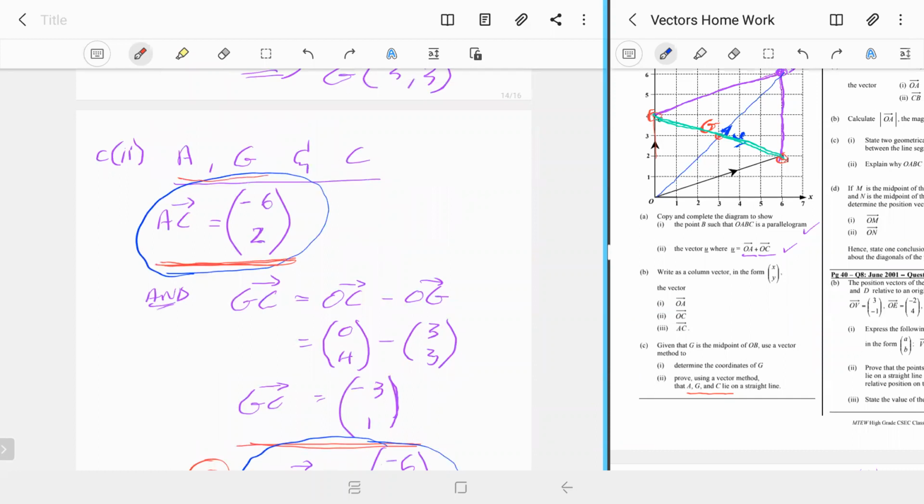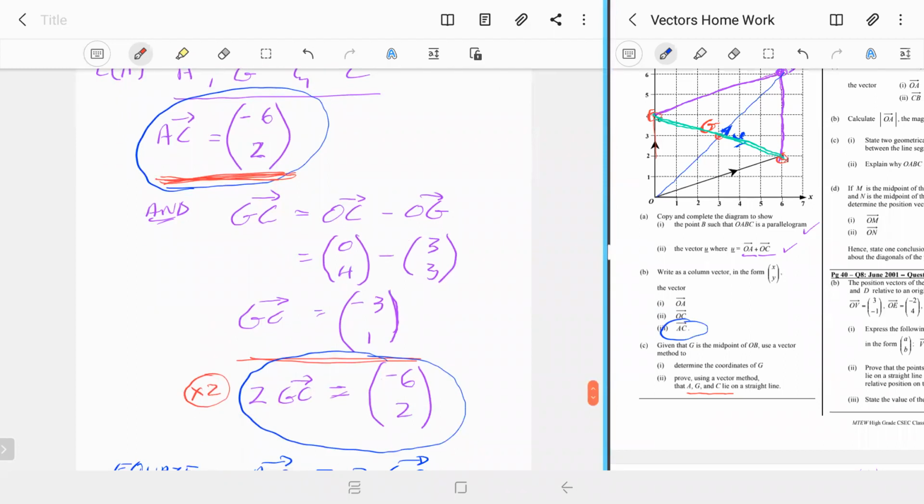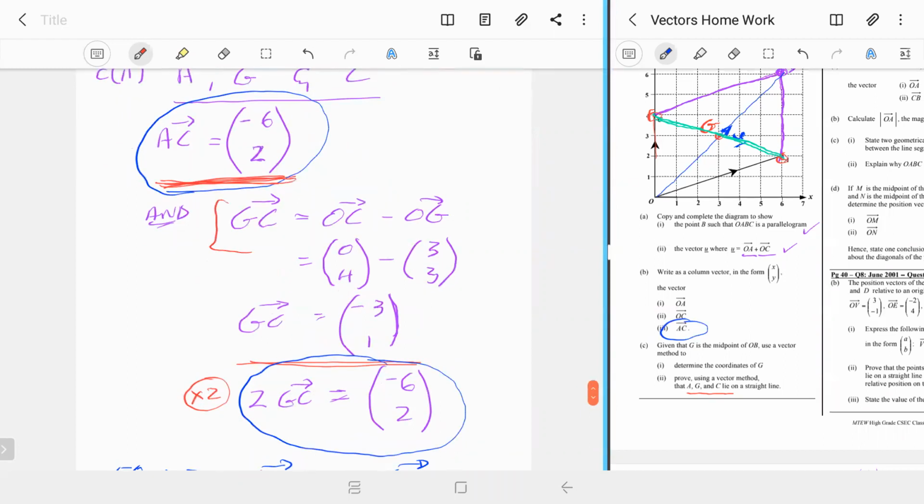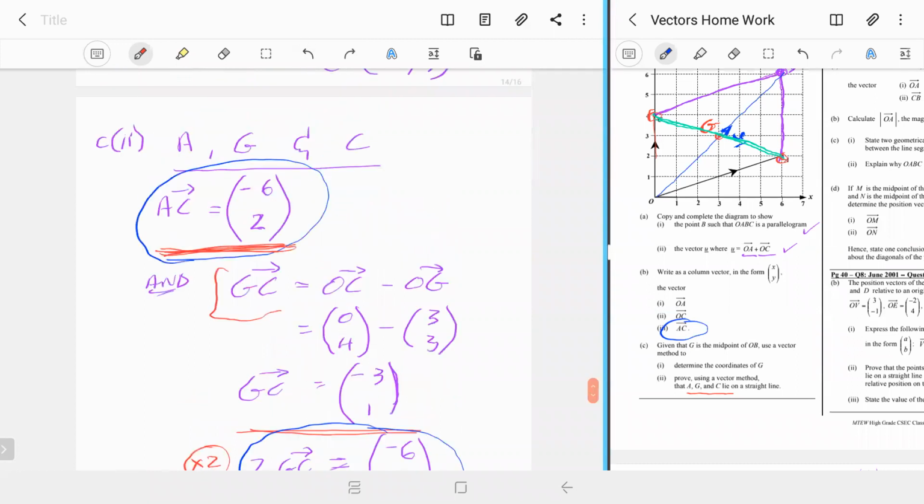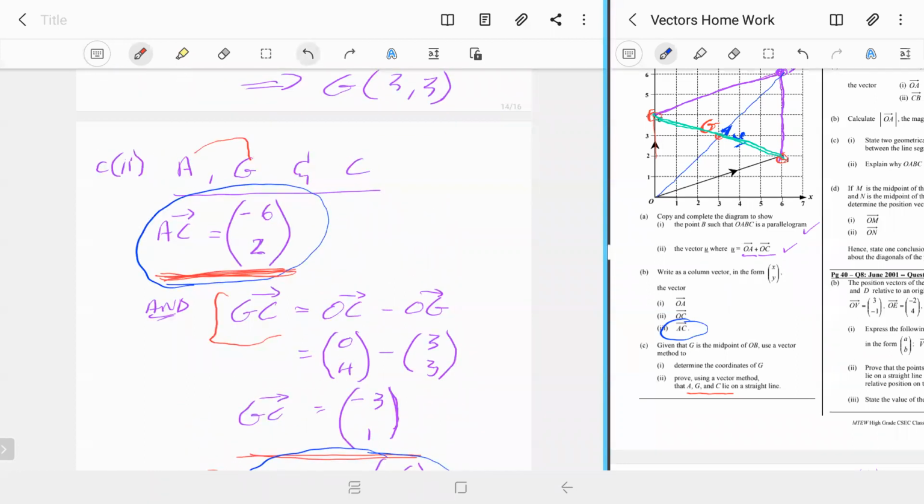You need two vectors with the 3 points. Because we had the AC already over here, we use that one here. And then because we didn't have any vector with the G yet, we have to calculate one. So we decided to calculate GC. We could have calculated AG if we wanted, but we decided to calculate GC. But you have to use another one with G in it. Because we have AC already, we're either going to use GC or we're going to use AG. We decided to use GC. We could have used the AG if we wanted. We would still have gotten two parallel vectors with a common point.